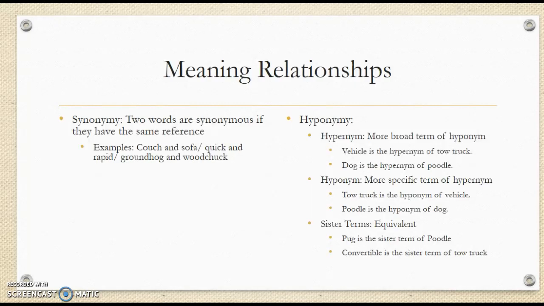Then we have sister terms. They're equivalent, and they come under the same hypernym. So a pug is the sister term of a poodle. A convertible is the sister term of a tow truck. They both fall under, they're both hyponyms of the hypernym vehicle.